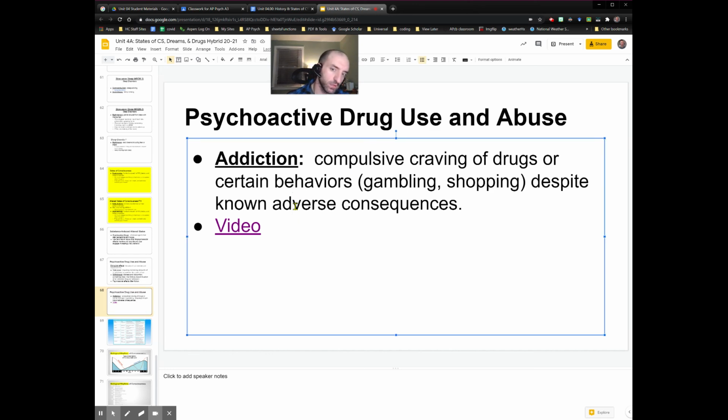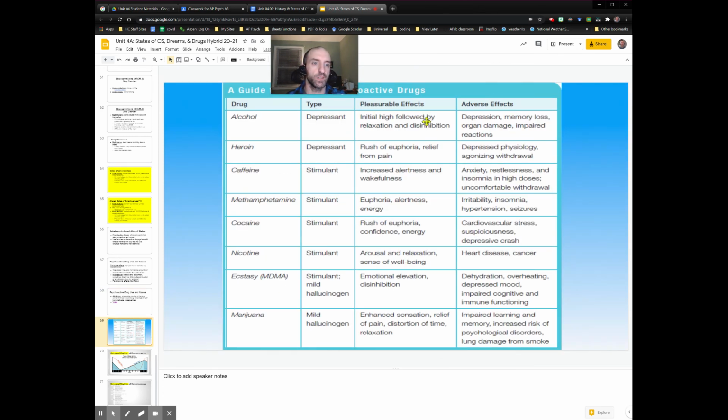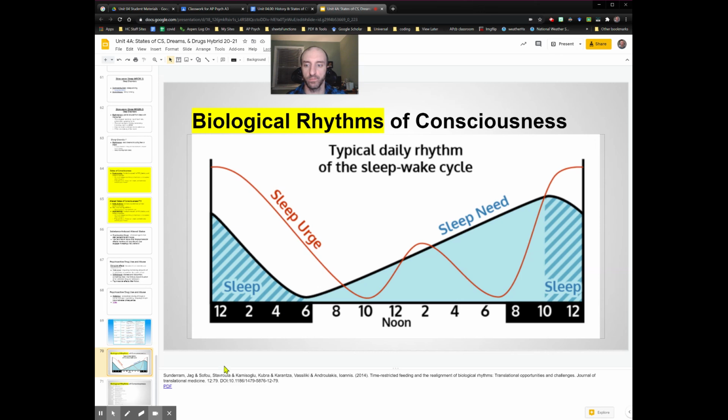Addiction can happen with anything. It's compulsive, meaning difficulty stopping despite efforts, or feeling compelled or urged to perform a behavior or thought, despite known adverse consequences. That's what an addiction is. So by strict definition, you can have an addiction to anything, as long as it's something that you continue to do despite adverse consequences that you're aware of. Things about drugs, you can read about them here. Different categories: depressants, stimulants, more things.